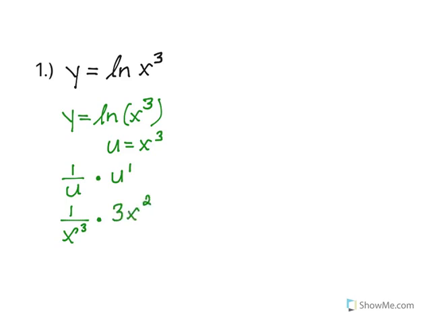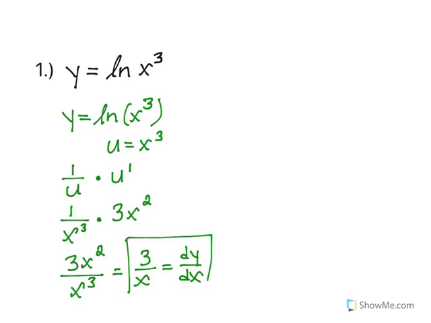And we know that that can simplify. If I write this as 3x squared over x cubed, or u prime over u, that can reduce down to 3 over x. So that's our derivative. Okay, so that's one way to do it. So that's the chain rule way to do it. Now there is an alternative.